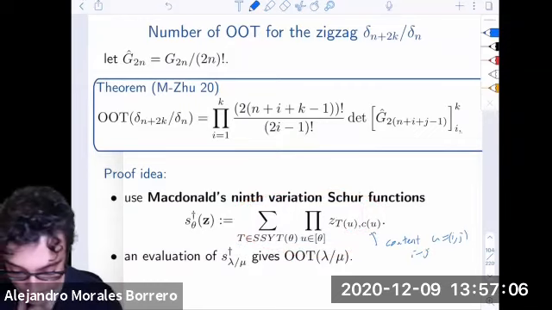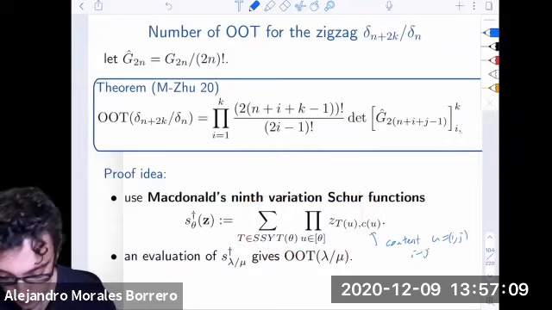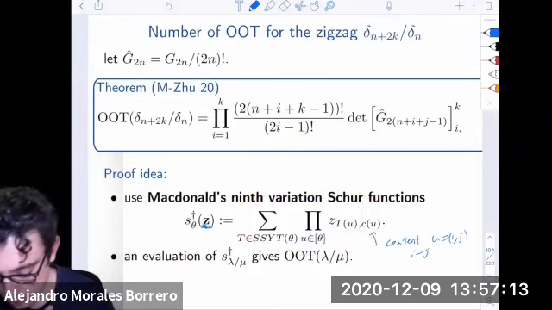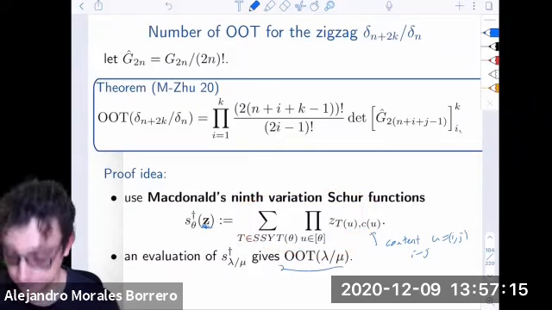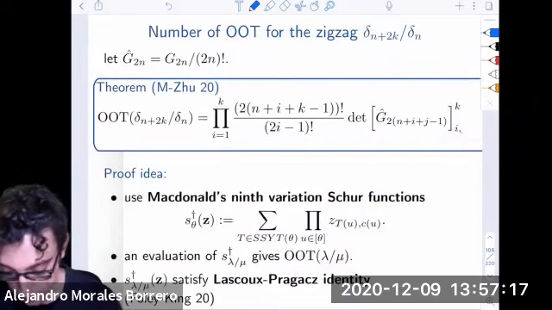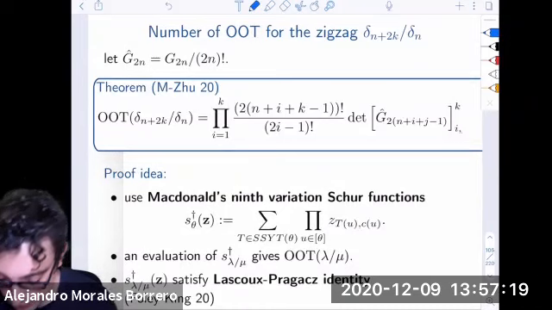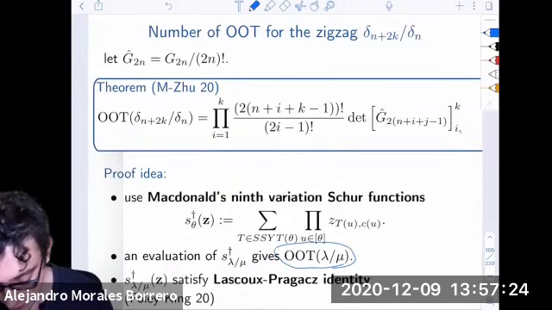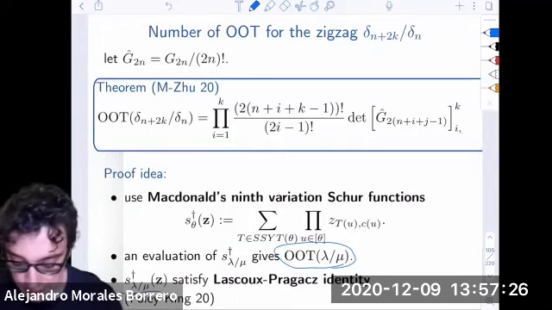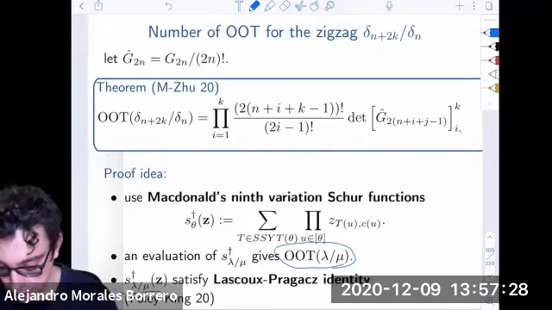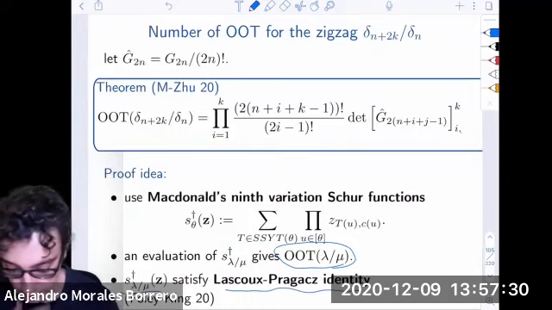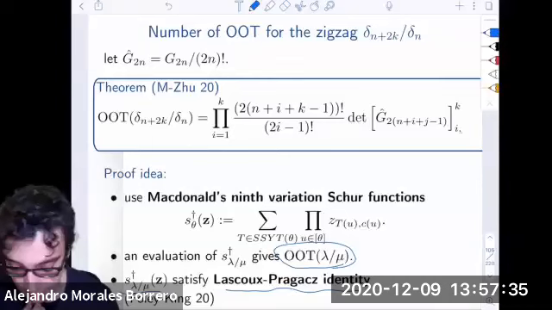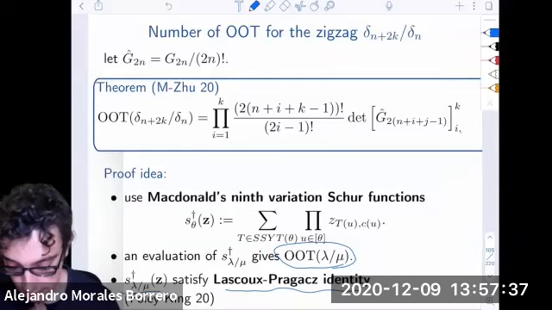Okay, and these functions, if you do an evaluation of the parameters in ones and zeros, out comes the number of terms. So with an evaluation, you can get the number of positive terms of Okounkov-Olshanski. And these functions satisfy a generalization of the Jacobi-Trudi identity called the Lascoux-Pragacz identity, or a variant. And this was proved actually just last year by Angel Foley and Ron King.